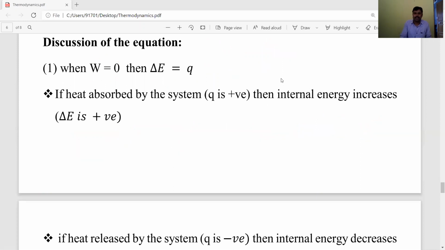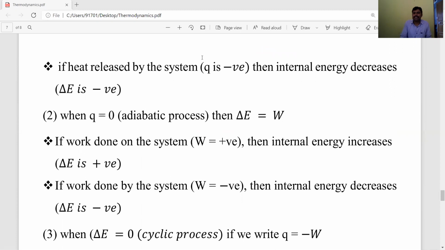If heat is released by the system, Q is negative. If Q is negative, delta E is also negative. So if heat is released, then W is constant, W is 0. In that case, we are discussing the relation between internal energy and heat. If heat is released by the system, then internal energy will decrease when work is constant, W equal to 0. So you have to remember. Next, second condition, Q is 0.